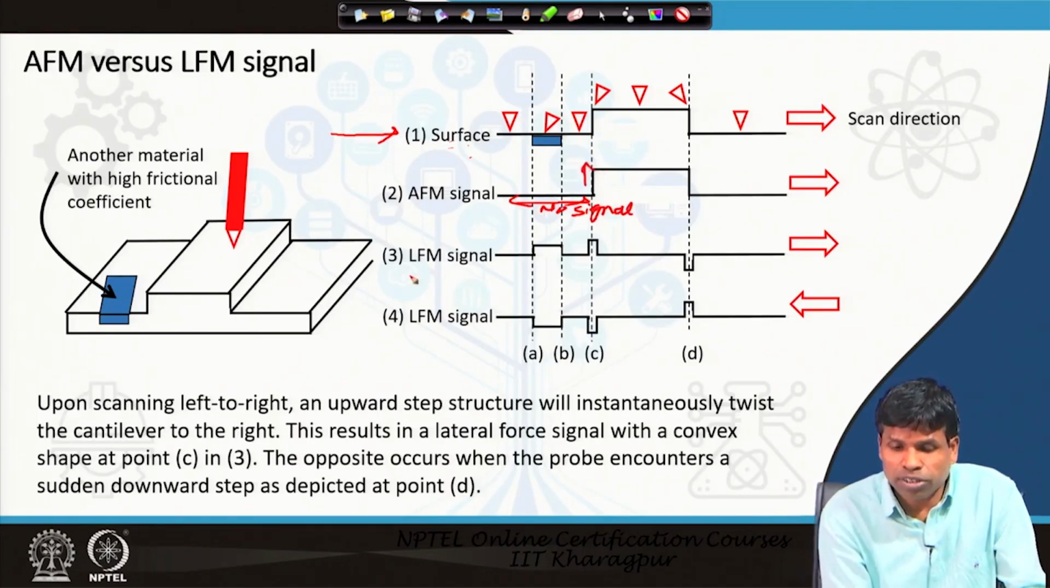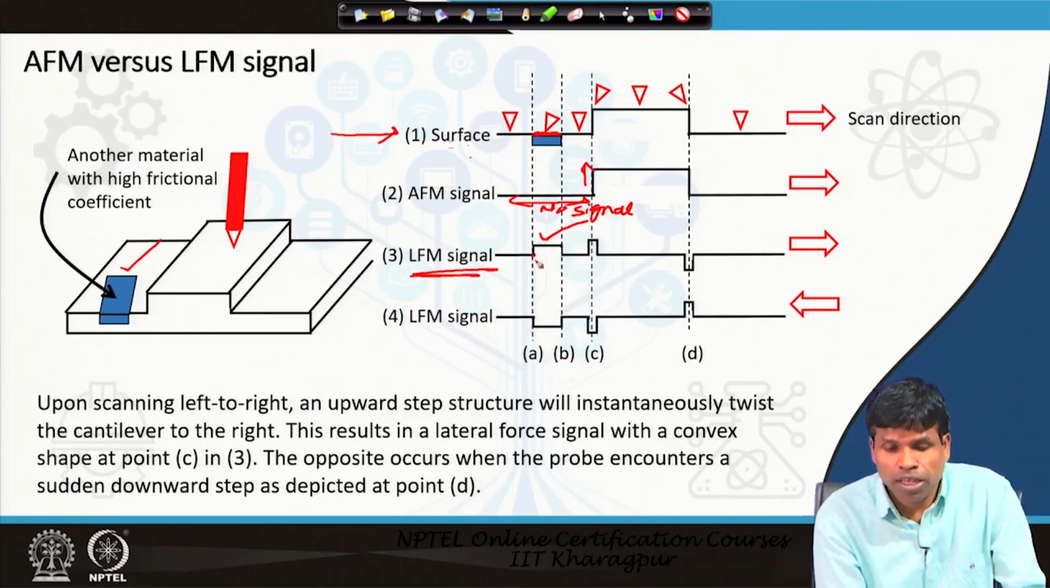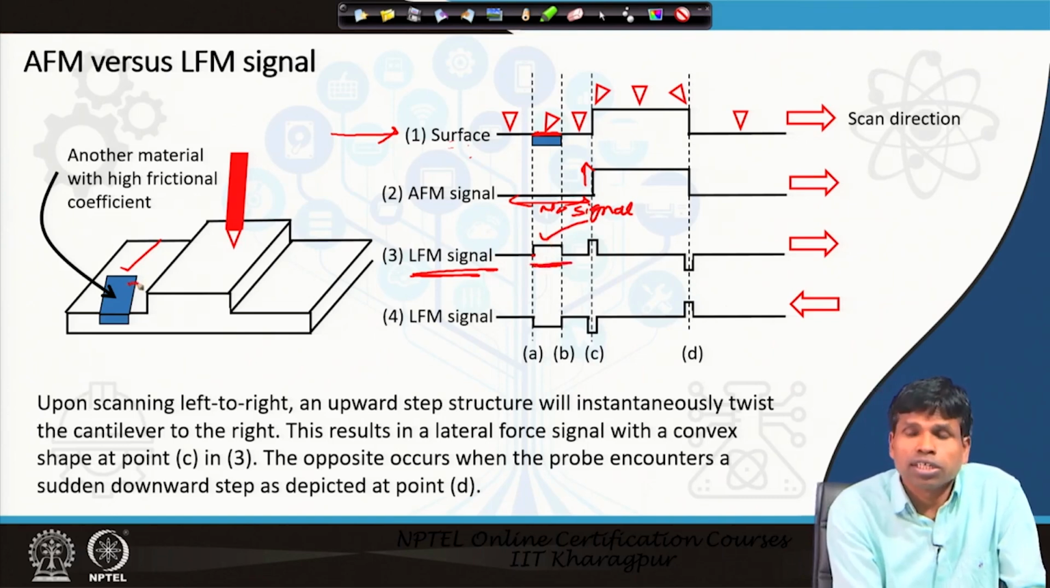But in the lateral force microscopy, what you see is there is a signal in this position, because this is the place where we have a different sample and its frictional property is different from other places. Therefore, we get a signal or a different contrast here because of inhomogeneity in the sample.